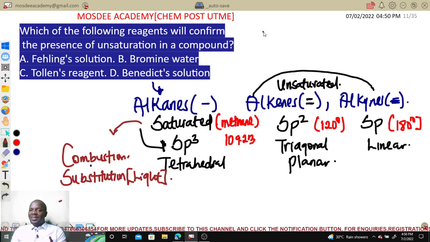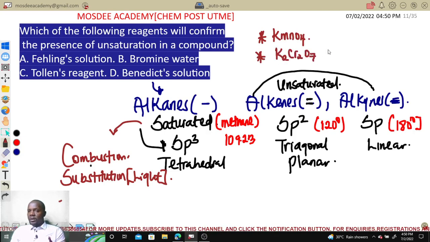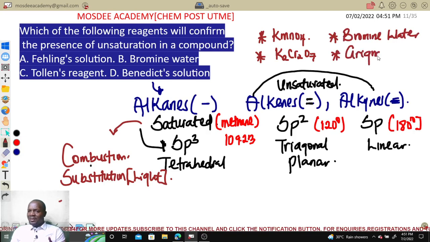Basic reagents can actually test for saturation and unsaturation. Basic reagents like potassium permanganate, KMnO4. I hope you know the color. Then K2Cr2O7 can also do that. Another important reagent is bromine water. Bromine water can also do that. Apart from bromine water, you can also use another reagent called Grignard reagent. This can also do that. So keep that in mind.